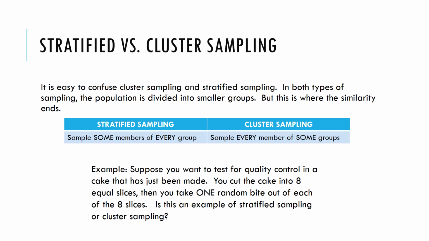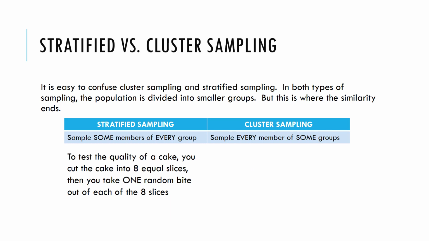Suppose you want to test for quality control in a cake that has just been made. You cut the cake into 8 equal slices, then you take one bite that is randomly placed somewhere on the slice out of each of the 8 slices. Is this an example of stratified or cluster sampling? Pause the video, write down your answer, and then see if you were correct. The answer is stratified sampling. Because we are sampling some members of every group, this is an example of stratified sampling.